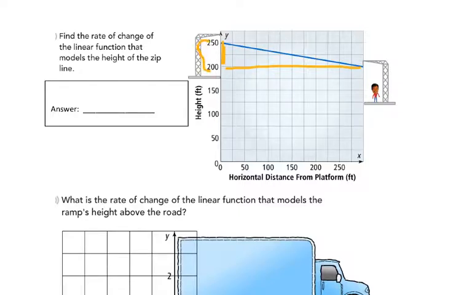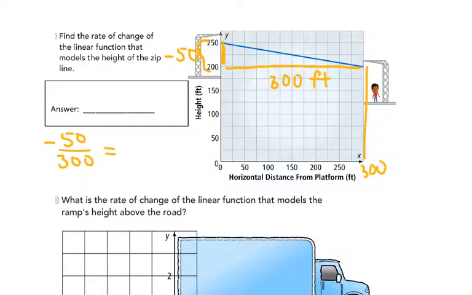So the change in the height is down 50 feet, and the change in the length, the horizontal distance, if you look down here, that would be 300. So it's 300 feet. So the rate of change is down 50 over 300, and we always simplify our answers. Divide both sides by 10, and we get negative 5 over 30. That's divisible by 5, so we get negative 1 over 6. So the rate of change is negative 1/6.